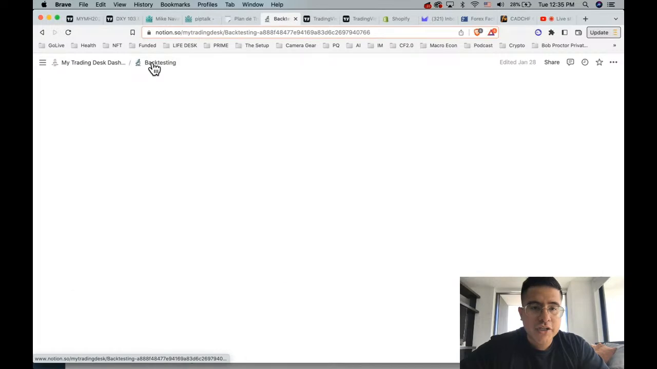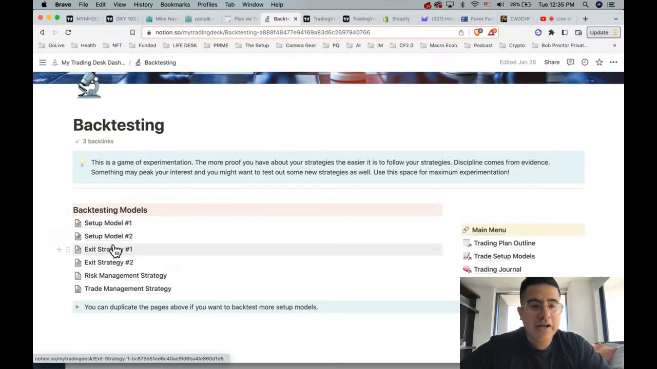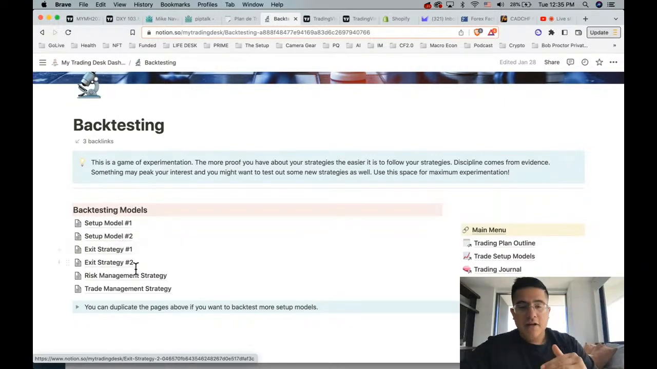But remember, you don't want to just backtest where you're getting in. You want to backtest, how do I get out of the market? So maybe you start backtesting getting out of liquidity. Maybe you're backtesting getting out at a 2 risk reward, at a 3 risk reward, 4. So you want to document all of these things.